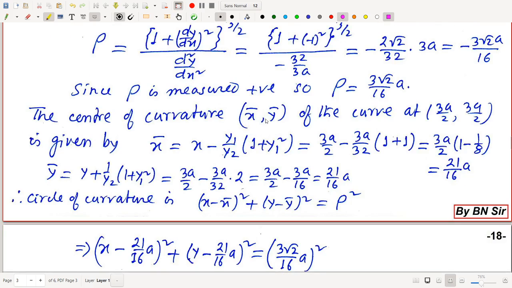The center of curvature x bar, y bar of the curve at 3a by 2 comma 3a by 2 is given by x bar equal to, formula, x minus y1 by y2 into 1 plus y1 square.